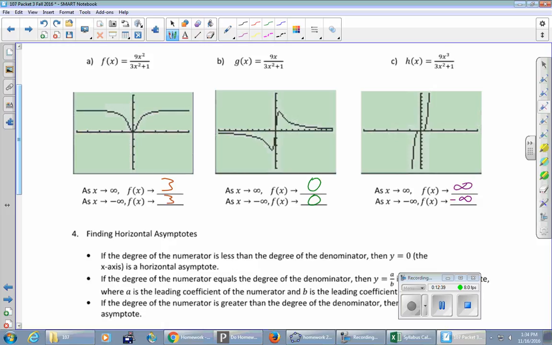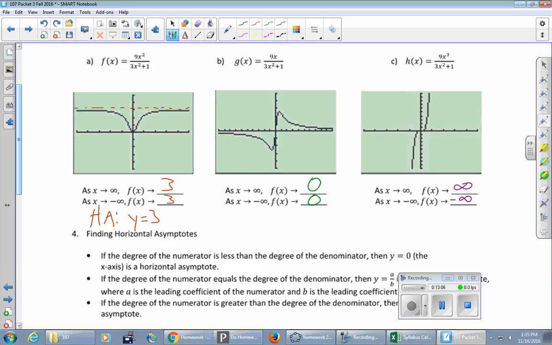Okay, so let's write down our conclusions here. What is the equation of the horizontal asymptote for this one? It's this, I'll draw it dotted. That horizontal line is, give me an equation, y equals, right? Every horizontal is a y equals. So y equals 3 there.